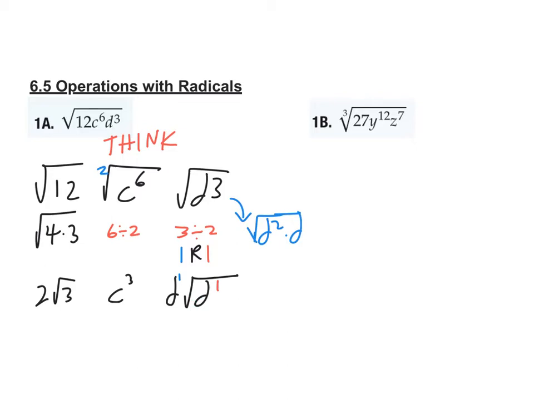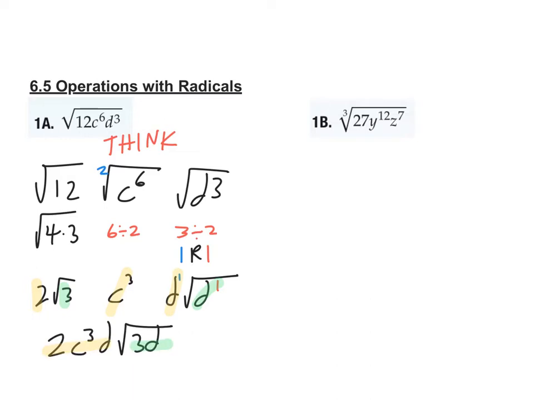Okay, so I color coded it for you. This is all the stuff on the outside. Okay, so in front of the radical, I'm going to have 2c to the third d. Underneath the radical, I have a 3 and a d. So simplified form looks like that. But we talked about the even, even, odd, so I need to have those absolute values there. Okay, and just around the even, even, odd part.